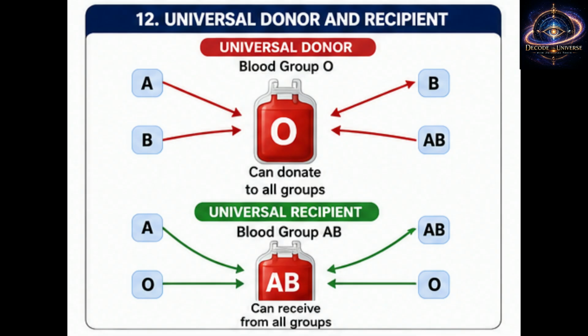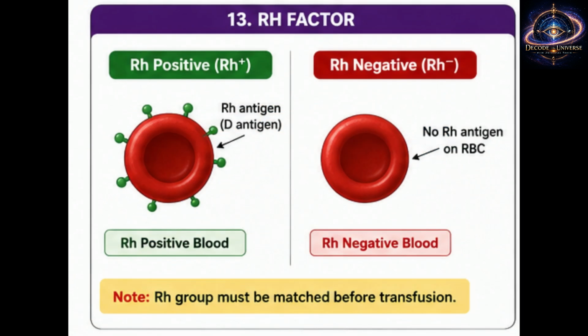13. Evolution of heart in vertebrates. Fishes: two-chambered heart, one atrium and one ventricle, single circulation. Amphibians and reptiles: 3-chambered heart, 2 atria and 1 ventricle, incomplete double circulation. Crocodiles, birds, and mammals: 4-chambered heart, 2 atria and 2 ventricles, complete double circulation. Real-life example: as animals became more active and complex, their heart became more efficient.